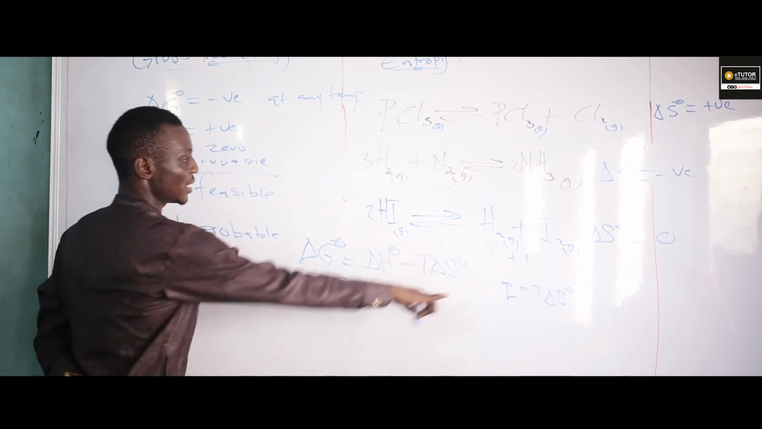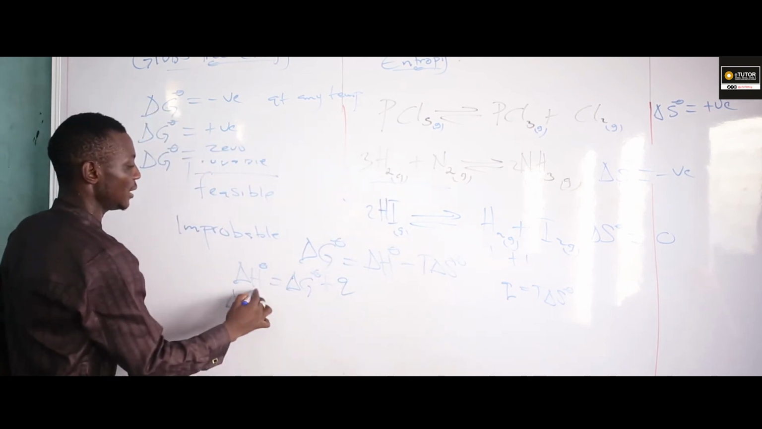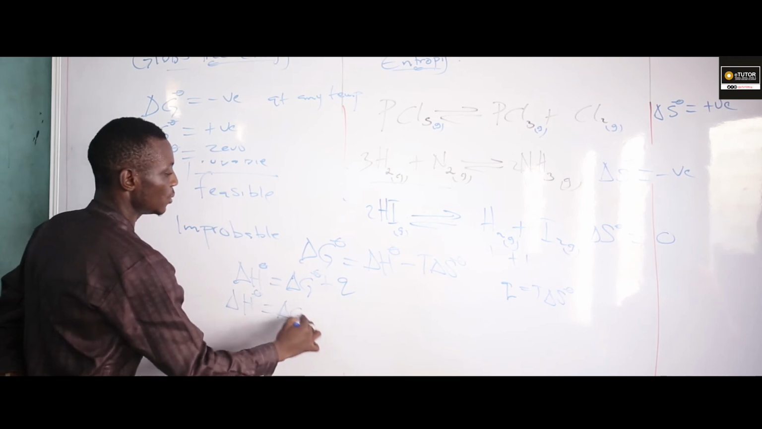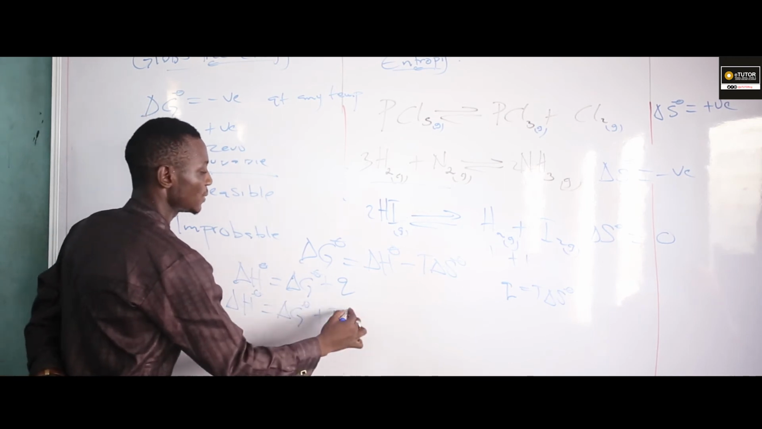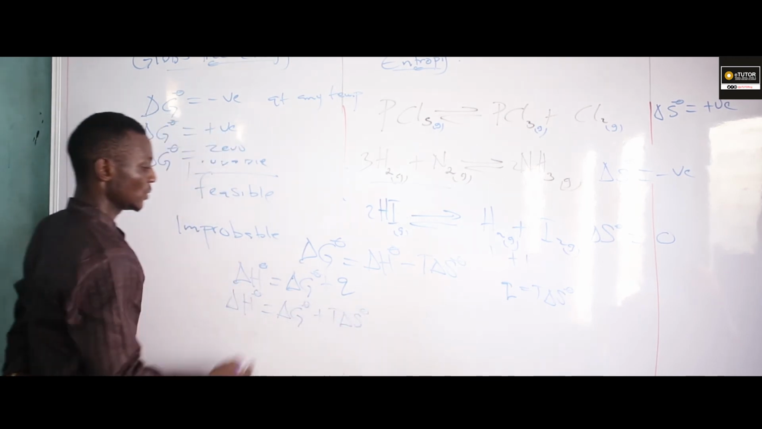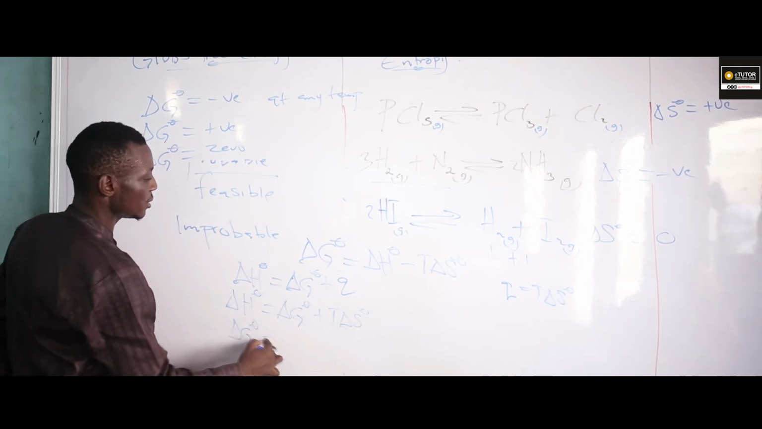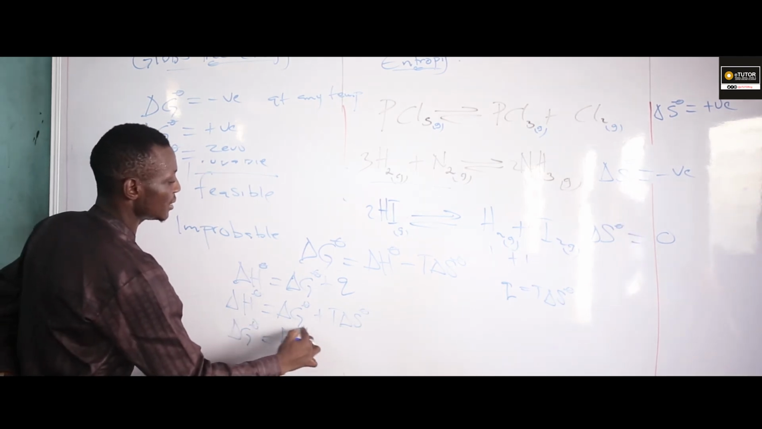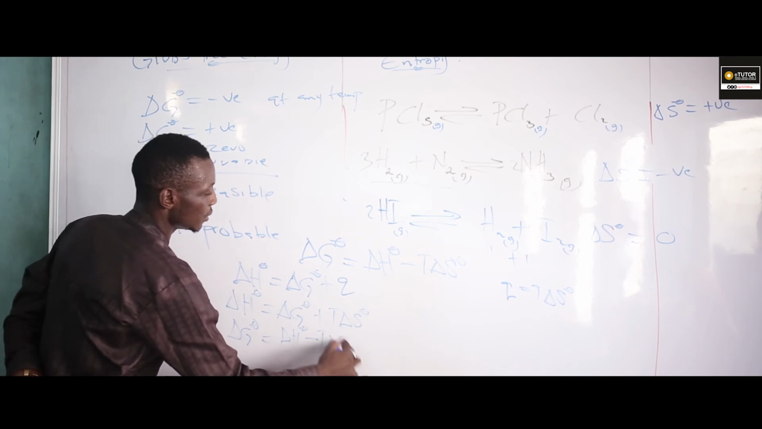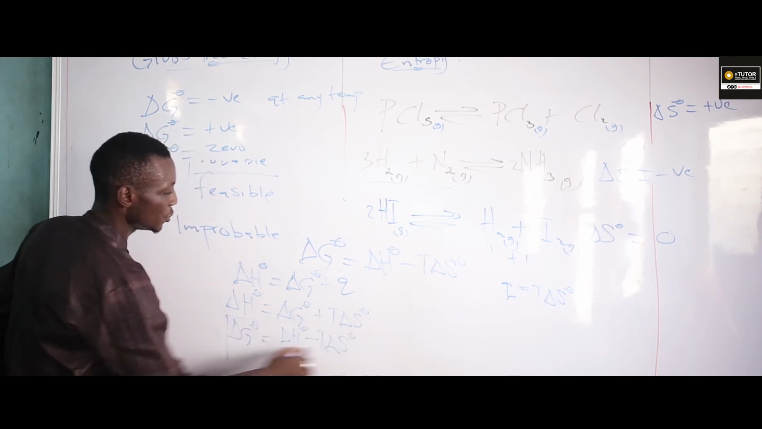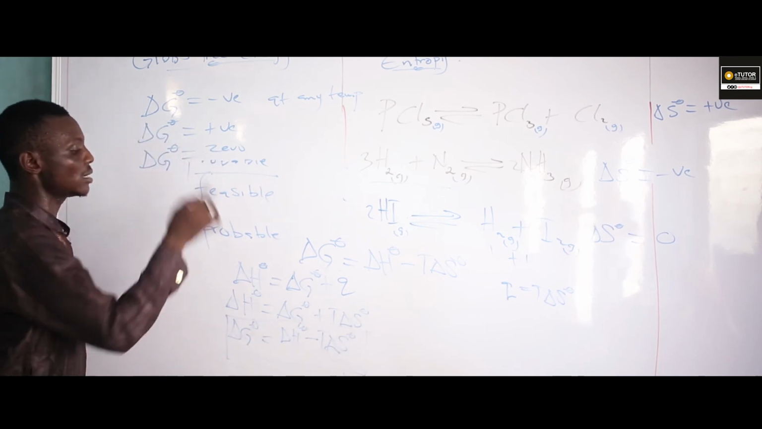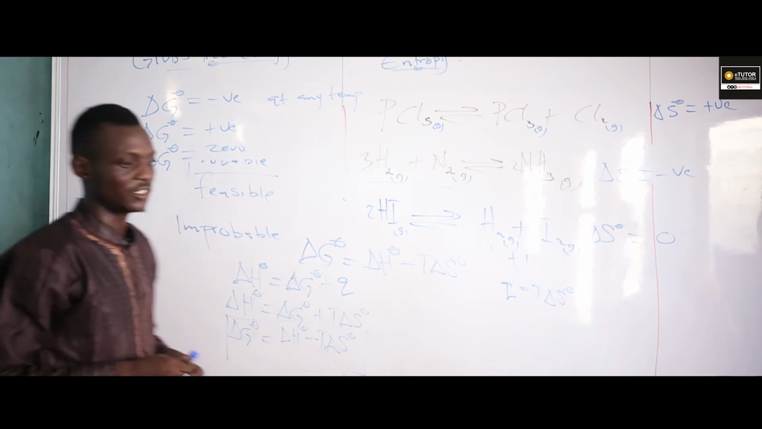Now, let us replace our Q with that. We have delta H giving us delta G standard plus T delta S standard. So my delta G standard will now give me delta H standard minus T delta S standard. So with this, we can solve any question under Gibbs free energy.